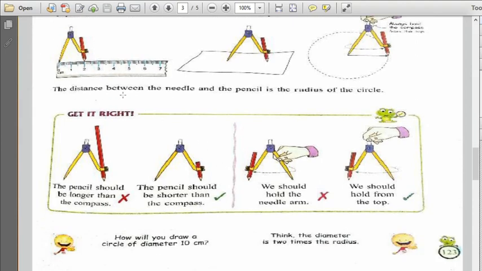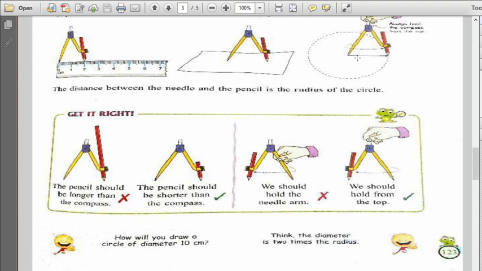Now see, the distance between the needle and the pencil is the radius of the circle. You can see this is the distance between needle and the pencil. So this is known as the radius of the circle. Radius of the circle is the line that starts from the center of the circle and goes to the circle. Okay.